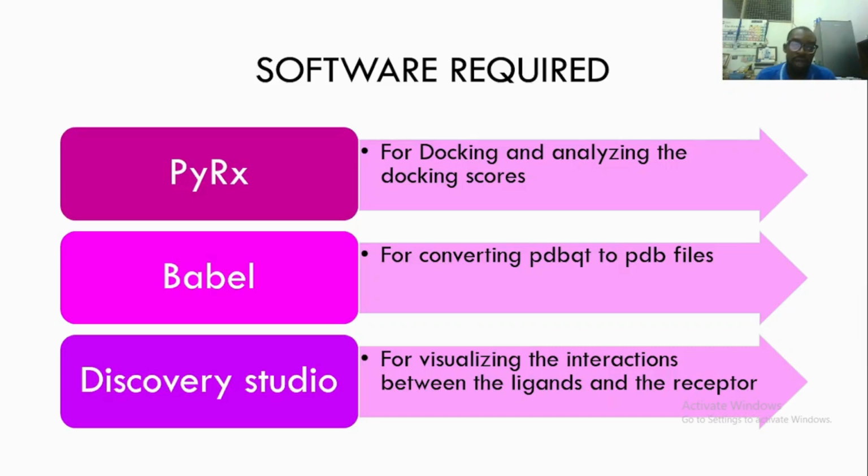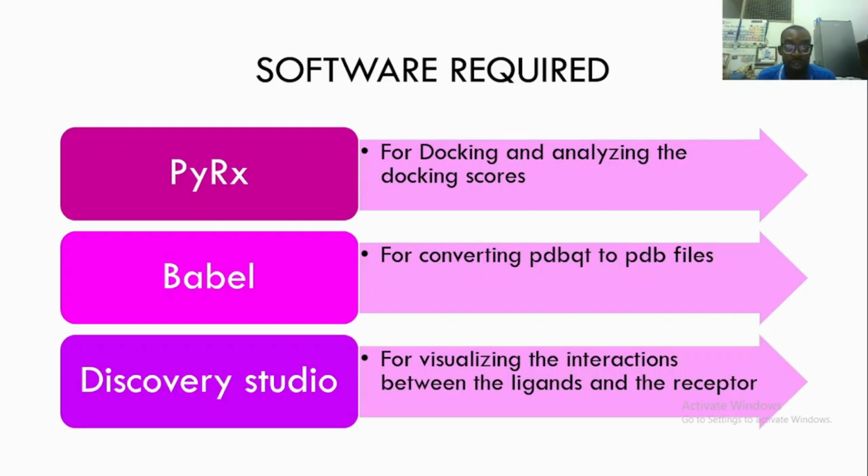Now, the software that you require for this process includes PyRx. PyRx was the software we used for docking. Remember, it contains Autodock and Autodock Vina, and we used Autodock Vina. We also use it for analyzing our docking scores, which refers to our binding energy. Now, we will also be using Babel to convert PDB-QT files to PDB files. If you remember, when we wanted to carry out docking, the files were converted to PDB-QT, and then for visualization, we'll have to convert them back to PDB files.